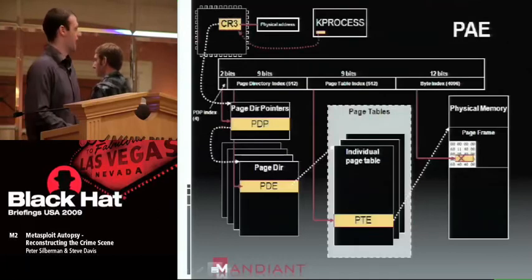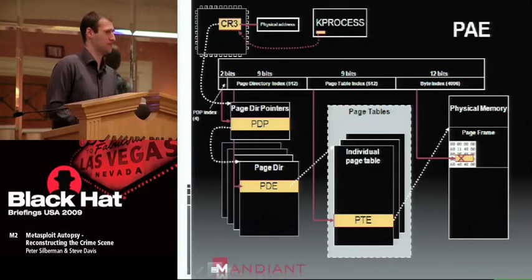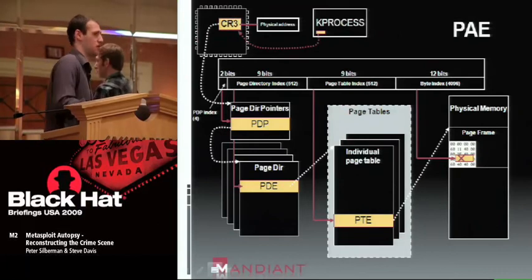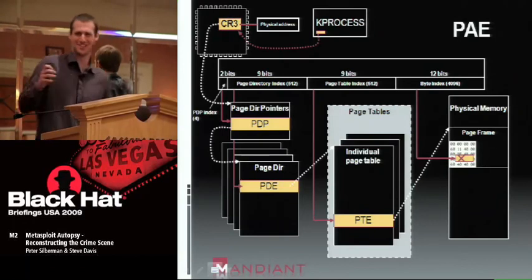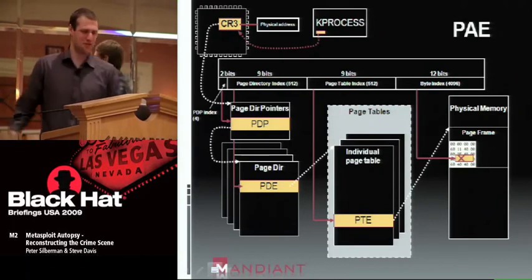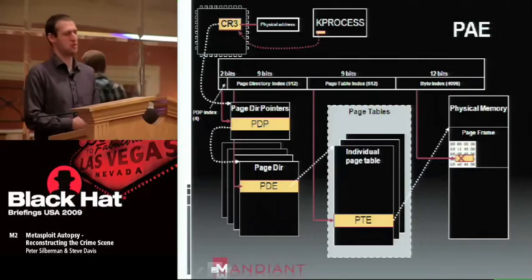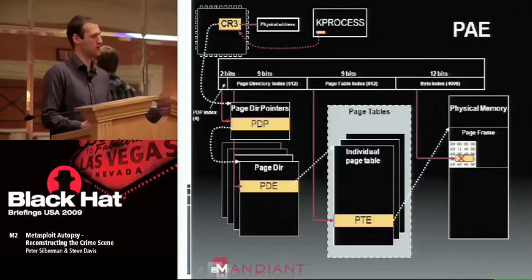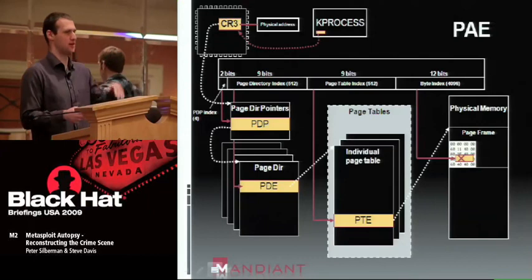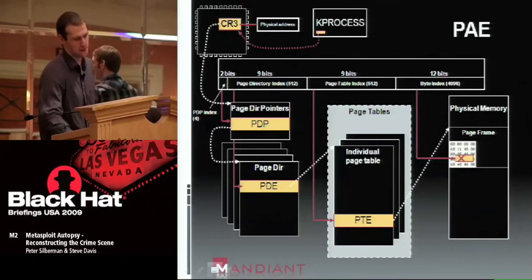This is a diagram that's in our class. I'm going to go a minute on it. Again, if you don't get it, it's okay. This is a little much, but basically what you have here is a process has a directory table base, which is a pointer to the page directory pointer table. This is PAE. We're not going to talk about non-PAE. That's a waste of our time.